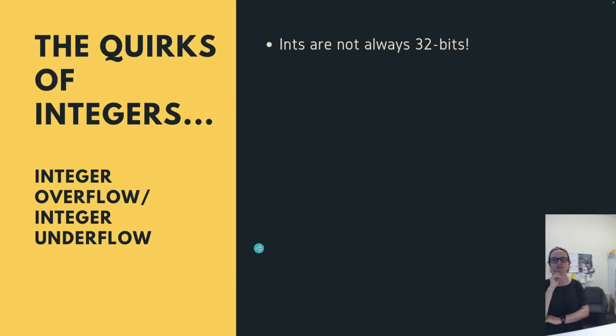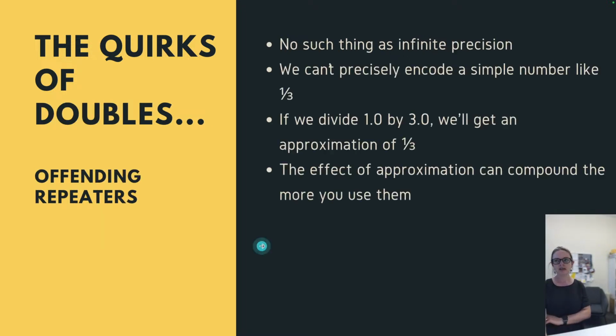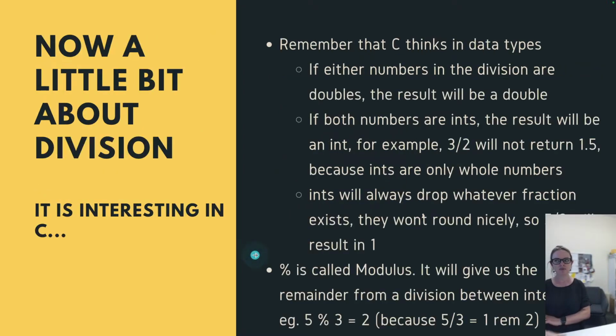Finally, that got broken. What we said before, ints are not always 32 bits. That can vary depending on the architecture and what you're using, so don't ever assume that it's going to be 32 bits. We can't precisely encode something simple like 1 out of 3, and if we divide 1 by 3, we'll get an approximation, and then if we keep going, it can really compound and become quite a big problem, right? So there's no such thing as infinite precision.